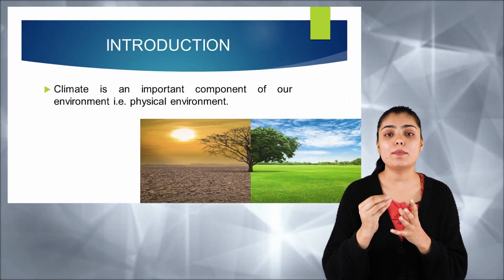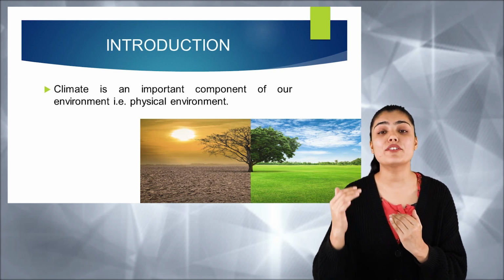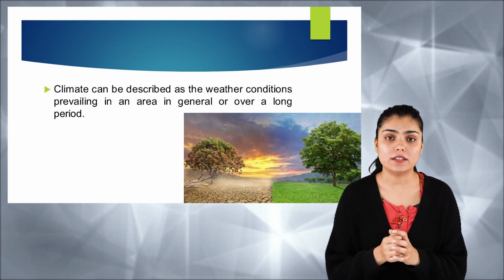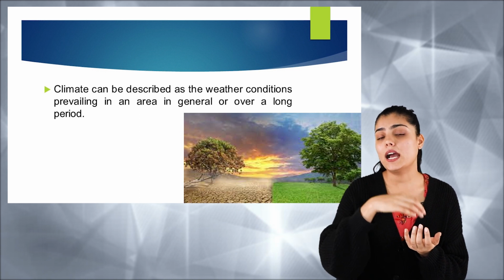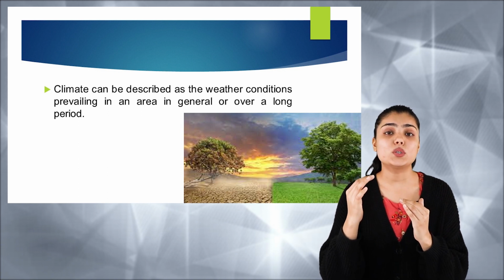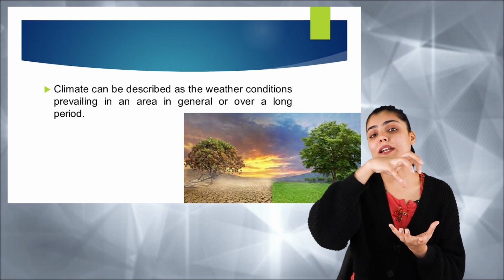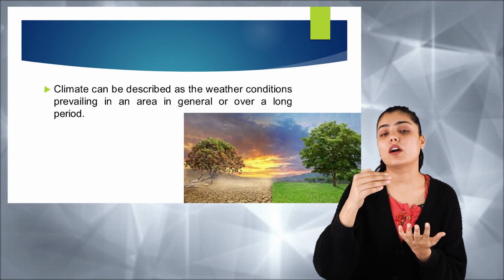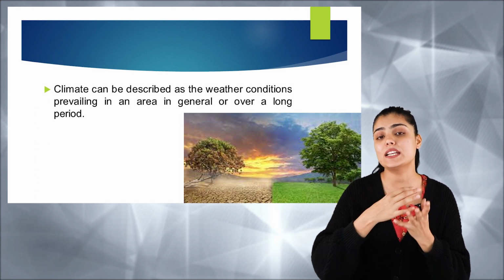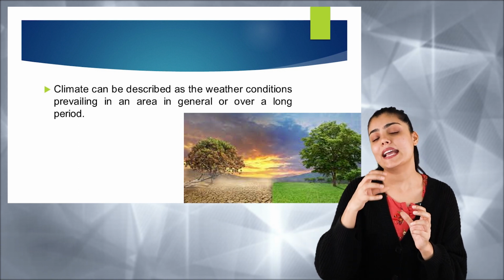Now, as I said, climate is one of the most important aspects of a man's physical environment. Climate can be described as the weather condition prevailing in an area generally or for a prolonged period of time. So, climate refers to the weather condition over a particular region of the earth over a longer period of time. Climate is not the weather condition that happens within a day, right? So, for a longer period of time, what kind of weather is prevailing in a particular area can be considered as climate.